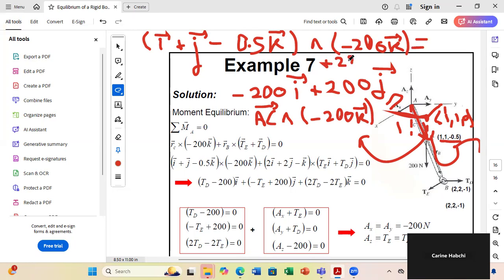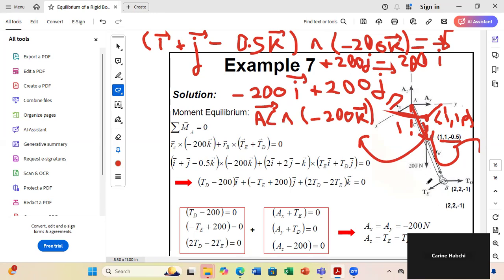Plus 200j is my first term. Now, j vectorial k is plus i, and I have minus, so minus 200i. And finally, k vectorial k is 0. So if you compare, both methods gave you exactly the same result: minus 200 in i and plus 200 in j. This is for the weight.